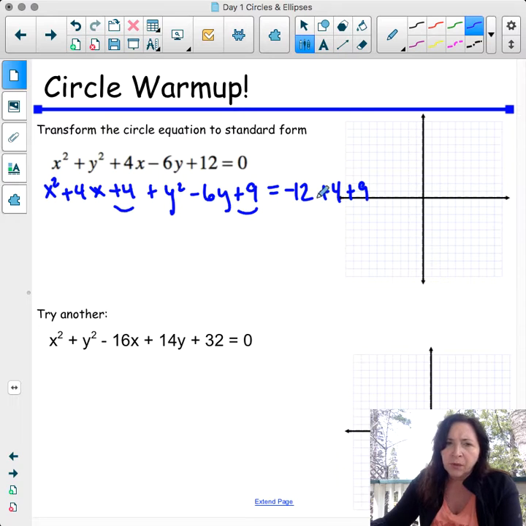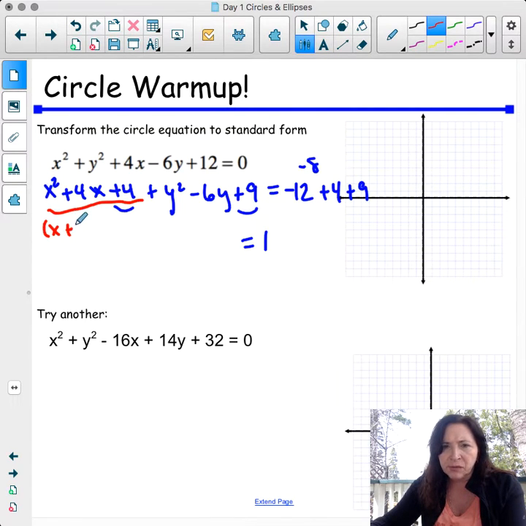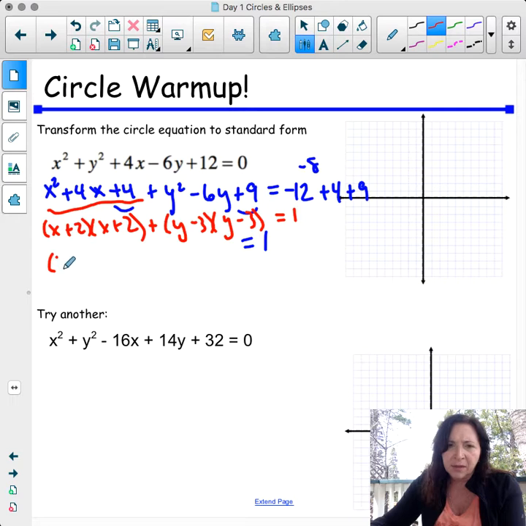So what I get on the right-hand side, let's see, negative 12 plus 4 is negative 8, and negative 8 plus 9 is 1. So this is equal to 1. Now that I've completed the square, I need to factor that. So that's going to factor to be x plus 2 times x plus 2 plus the quantity y minus 3 times y minus 3 is equal to 1. And I'm going to simplify this to x plus 2 quantity squared plus y minus 3 quantity squared, and that is equal to 1.